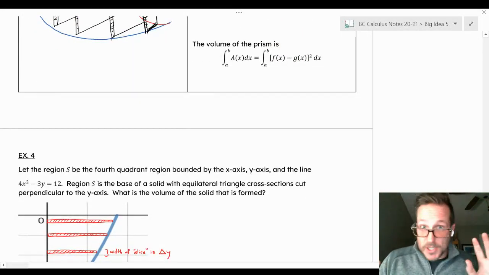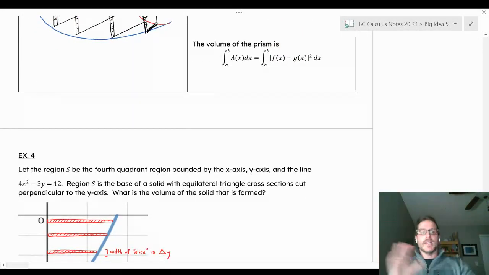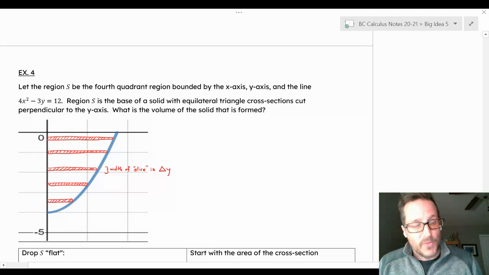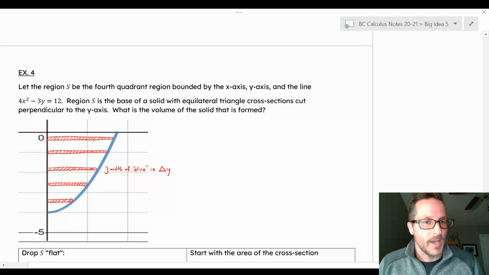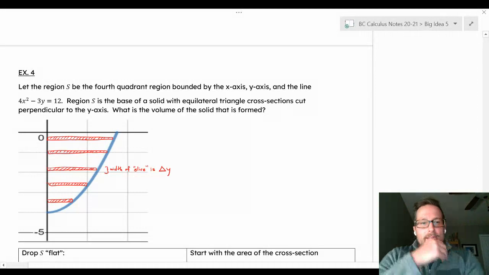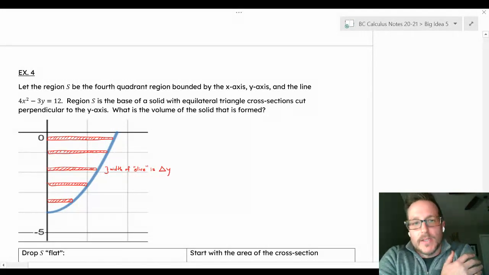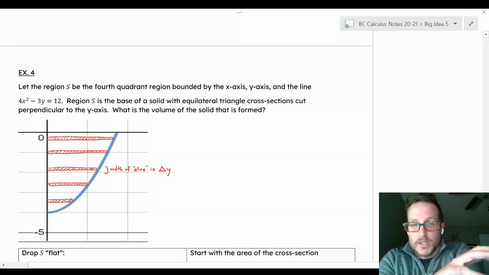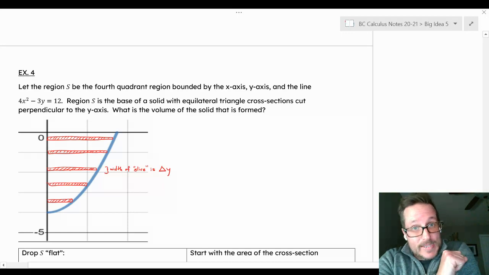I'm going to give you a new region, I promise. Here we go. Let region S be the region in the fourth quadrant that's bounded by the x-axis, y-axis, and the curve 4x squared minus 3y equal to 12, which just ends up being some parabola. All right, so region S is the base of a solid, and this time we're going to build equilateral triangle cross sections, and we're going to cut them perpendicular to the y-axis.